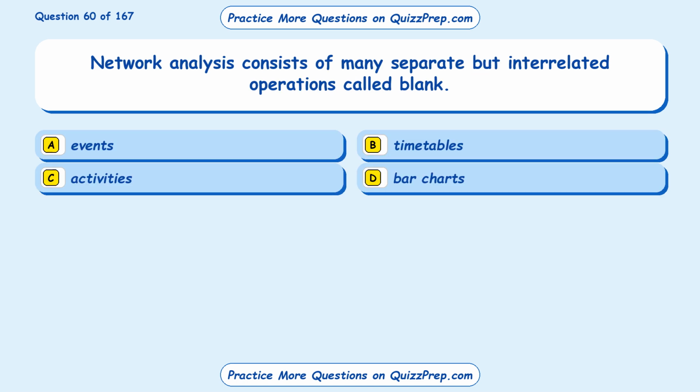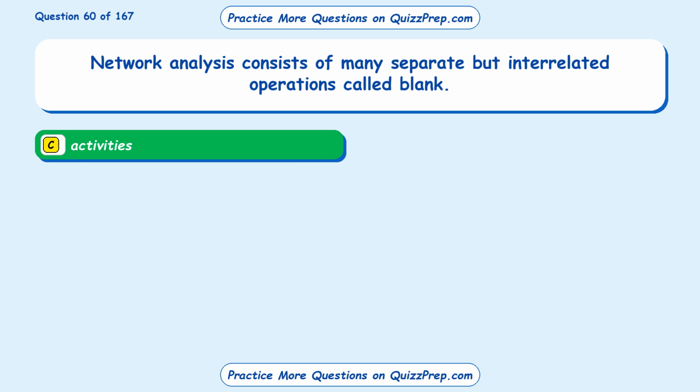Question 60. Network analysis consists of many separate but interrelated operations called blank. Option A, events. Option B, timetables. Option C, activities. Option D, bar charts. The correct answer is option C, activities.